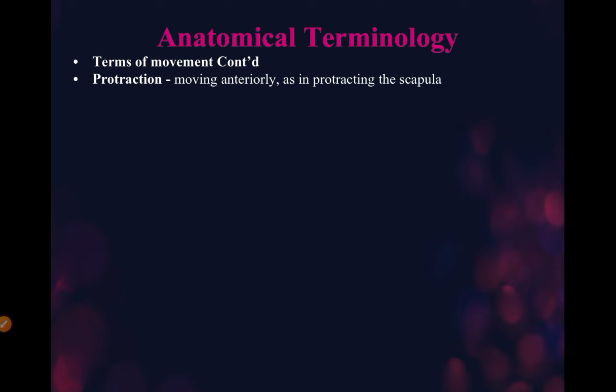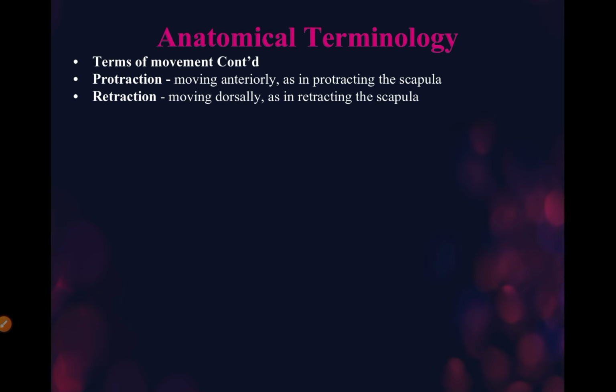So we have the terms of movement. We have protraction. Now, have you heard of chest out? When you are doing your chest out, that is protraction, and when you are doing your chest in, that is retraction. Whenever you want to see someone, you have to stretch your neck in order to see that person or that object or obstacle. That is protraction. And when you withdraw it back, we now call it what? Retraction.